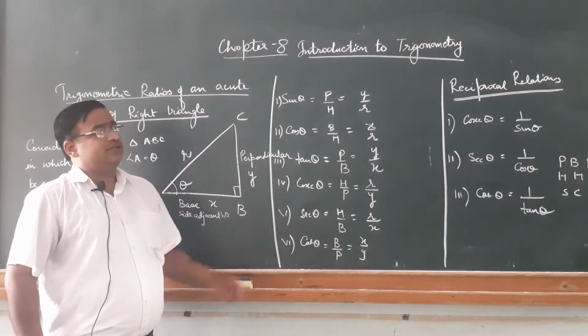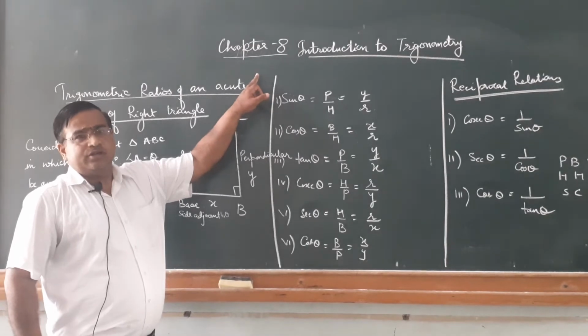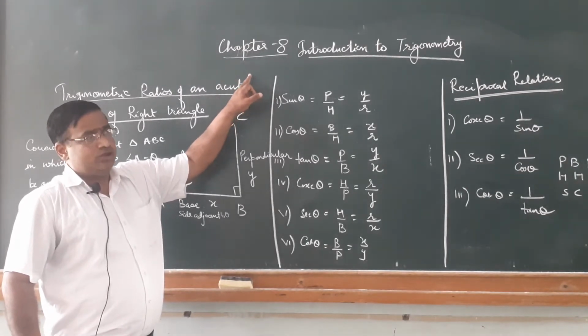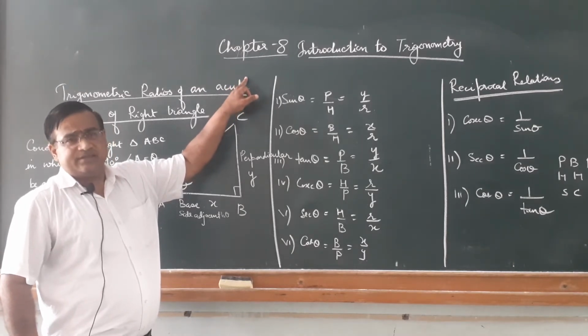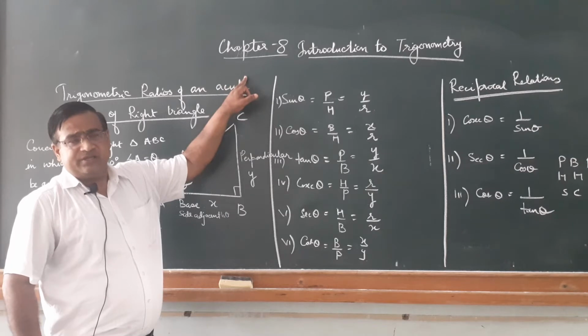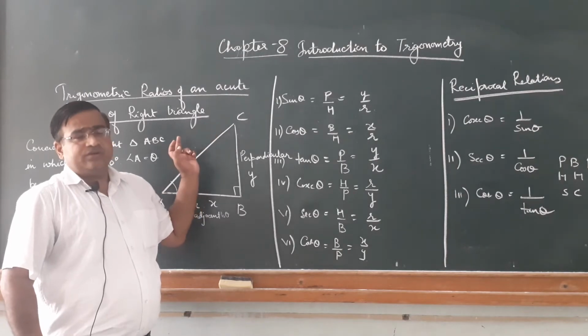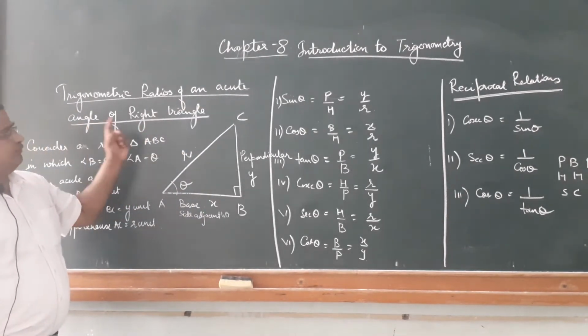Children, I will start chapter 8 of your book, Introduction to Trigonometry. Now, trigonometric ratios. This is a new chapter for you. So, what is trigonometry? Trigonometry is a branch of mathematics which deals with the measurement of angles and the problems allied with angles. Now, I will start with trigonometric ratios of an acute angle of a right triangle.